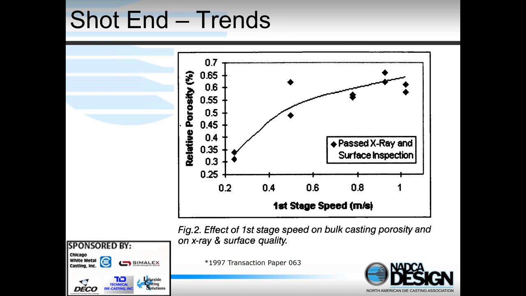So here's some experimental data. What they did is that they took some castings and they x-rayed them. They also looked at the surface quality of them, and then they did density measurements to get the total porosity concentration in the castings. And what it shows, now this is still the slow shot velocity, is that basically the slower I go, I'm reducing the amount of porosity in my castings.